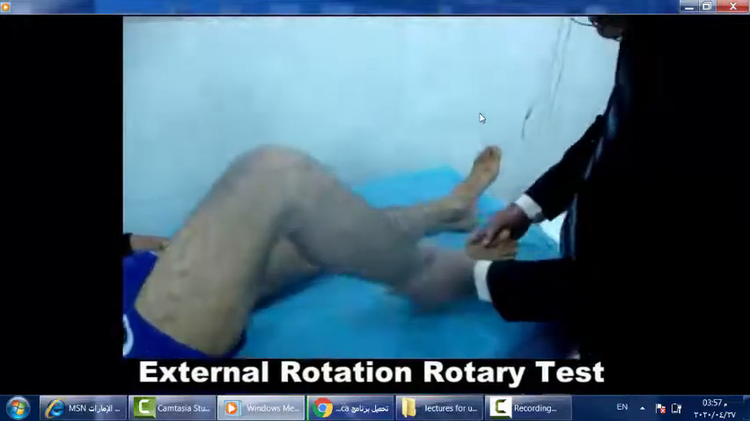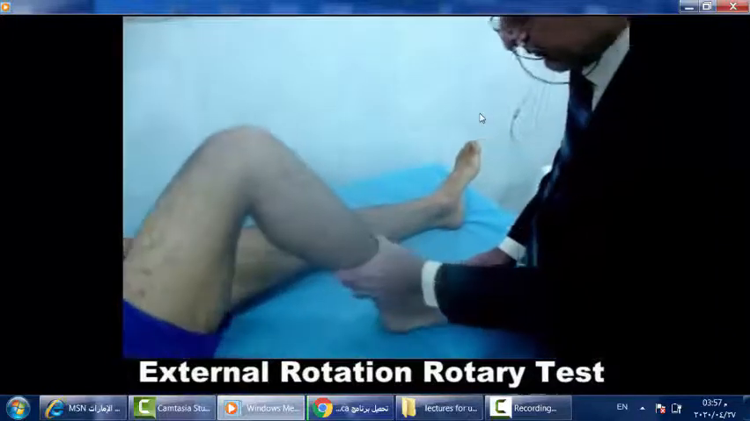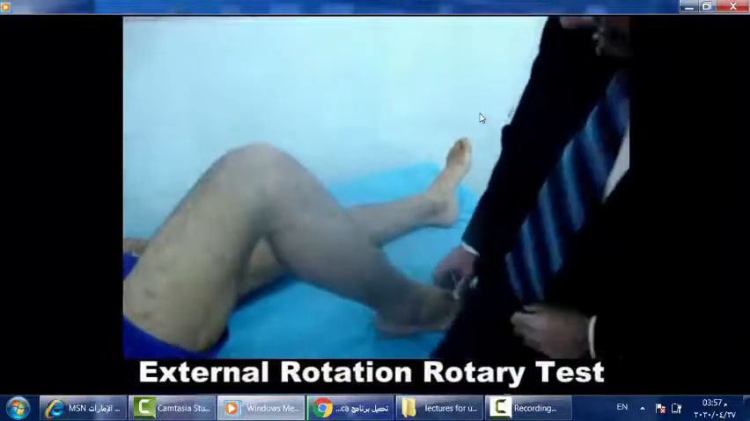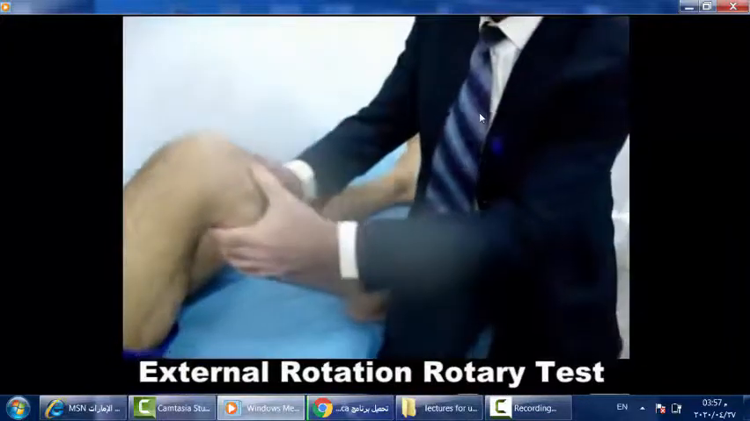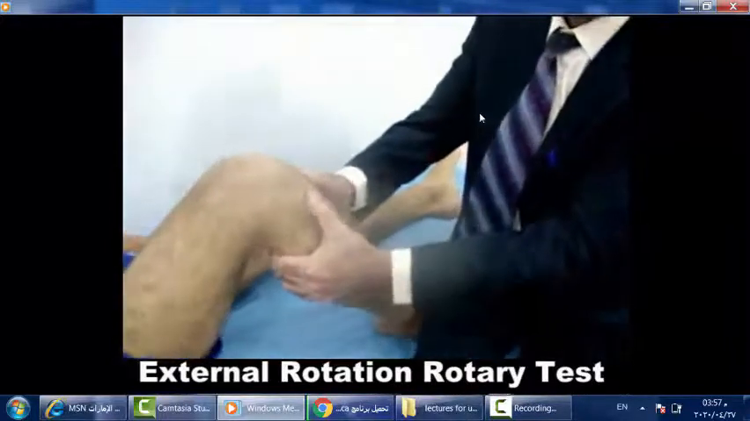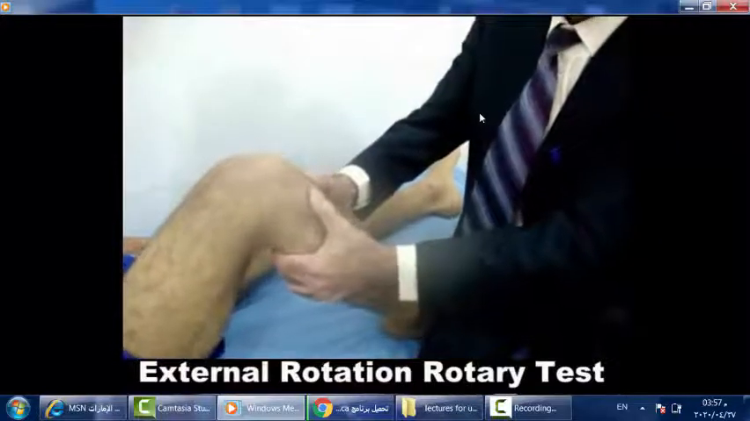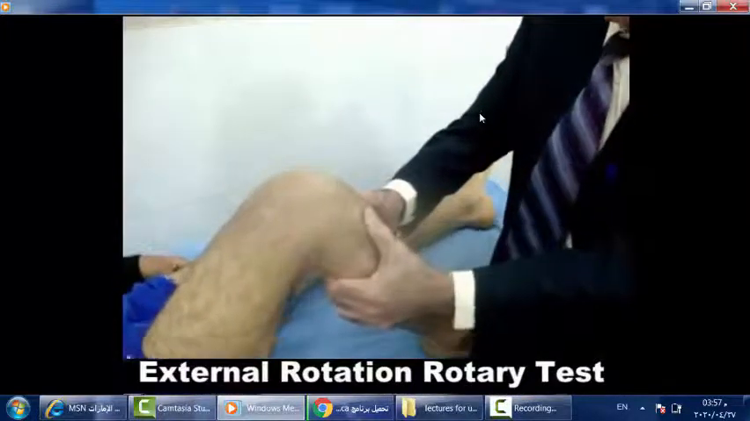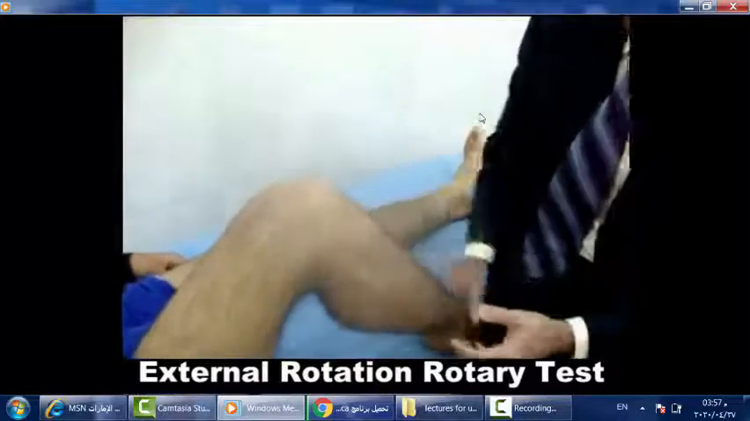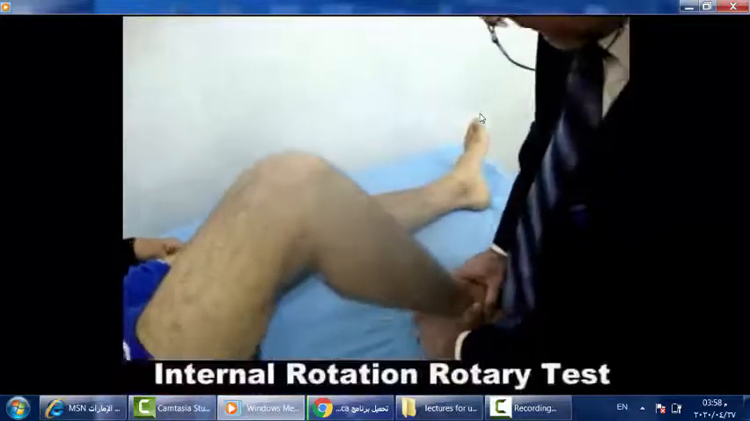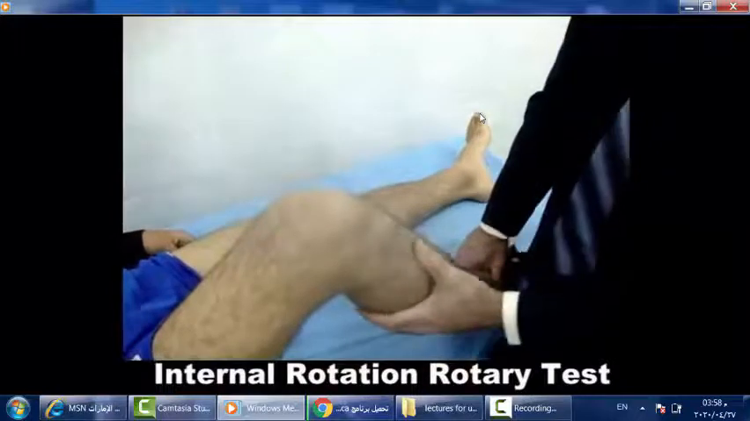External rotation rotatory test, when two ligaments are ruptured, for example the ACL and medial collateral ligament. The external rotation rotary test is helpful to demonstrate that. So we flex 90 degrees, rotate the foot 30 degrees and pull upward on the tibia. See, the tibia is projecting or translating forward.